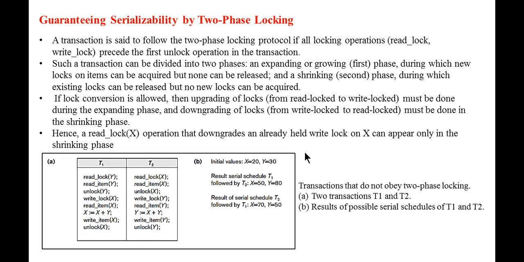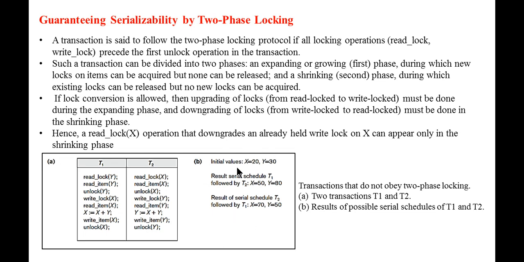Right. So in this example, you can see here, this is one unlock operation, unlock Y. After unlock Y, again you have write lock. According to two-phase locking, all the lock operations must appear before the unlock operation. Here also, this write lock must appear before the unlock operation. So this schedule is not according to the two-phase locking protocol. That's why there may be some inconsistent result here.